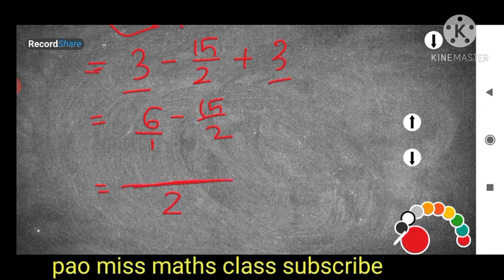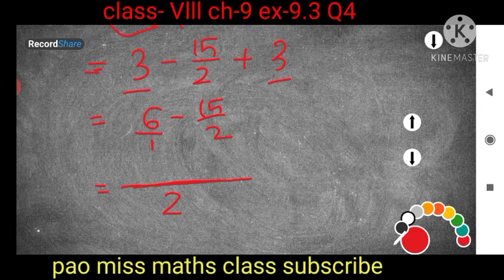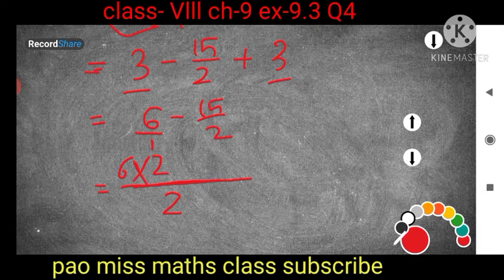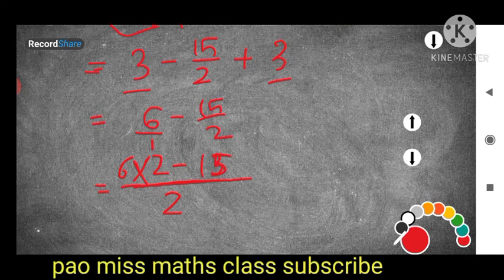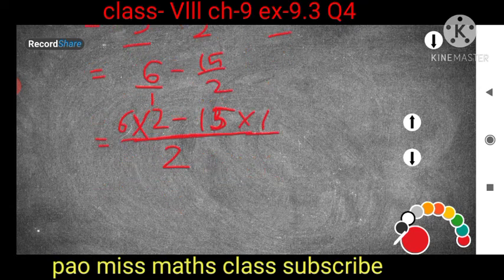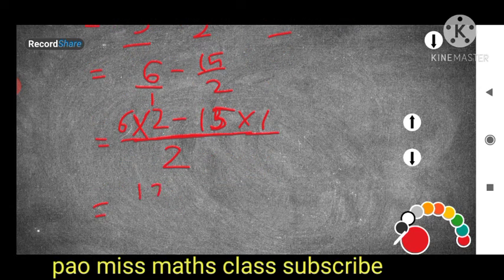We know how to do fraction sums. So the LCM of 1 and 2 is 2. Now 6 will multiply with 2. Why? Because 1 divided by 2 is 2. So it will multiply with 2. Then minus 15 into what? 2 divided by 2 is 1. So it will multiply with 1 only. So 6 becomes 12. 12 minus 15 upon 2.